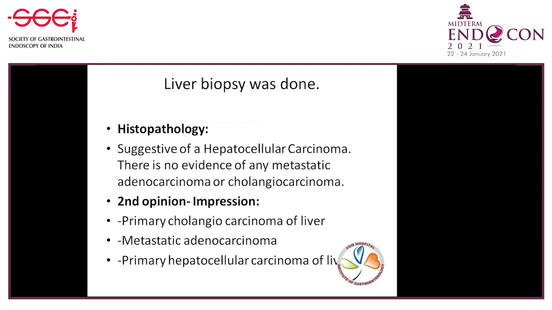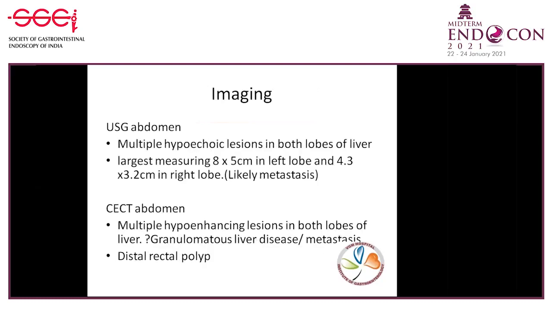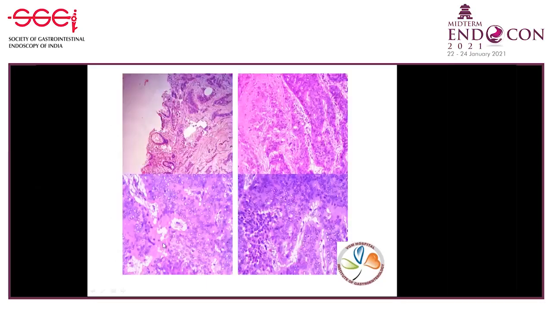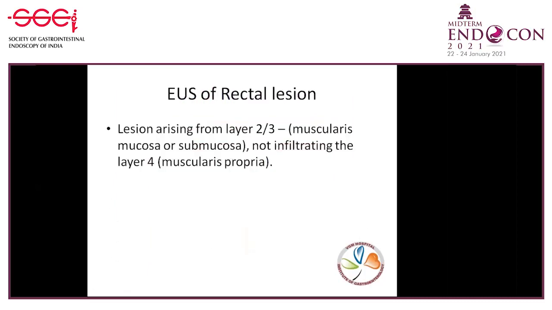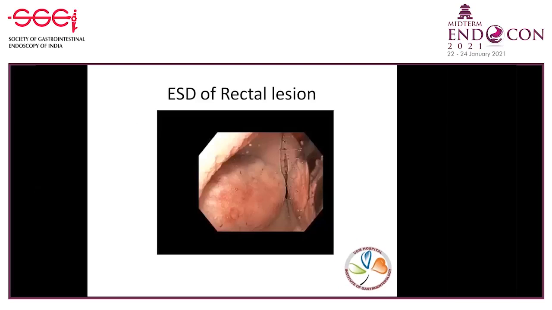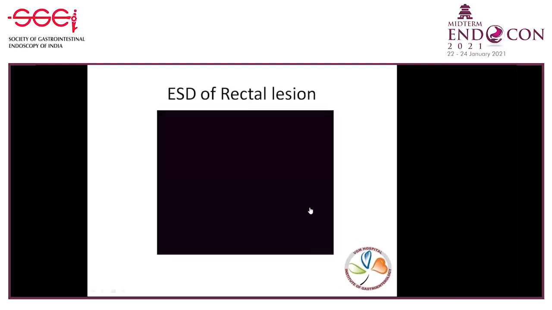So, not being clear about what it was, we went in to see the rectal lesion, which was identified on CT abdomen. There was a distal rectal polyp. The rectal polyp looked like probably a submucosal lesion. We went in, we did an EUS. It seemed to be arising from layer 2 or 3, and no infiltration of muscularis propria was there. And I did this ESD here. We marked the lesion around, and then after marking, we connect the points.